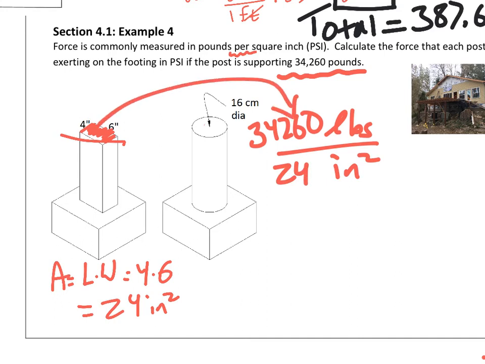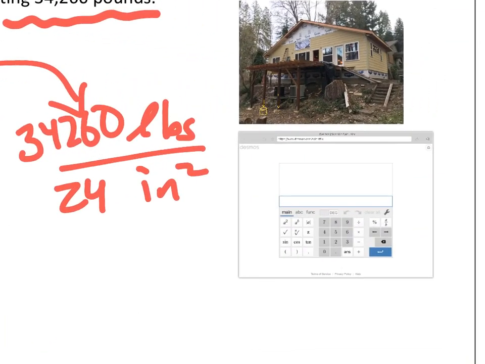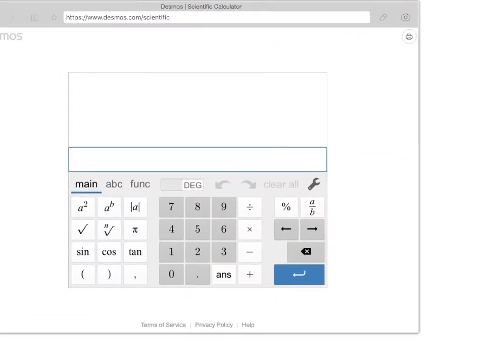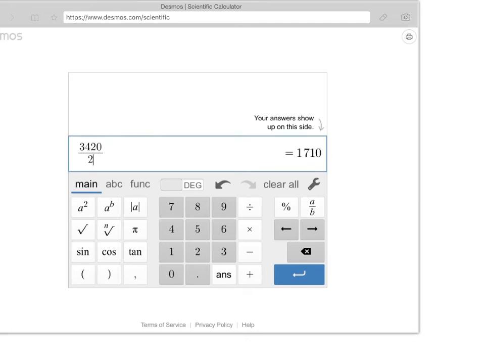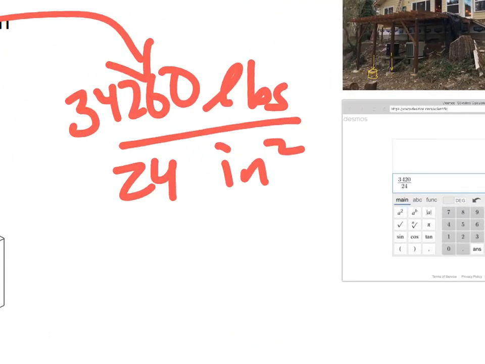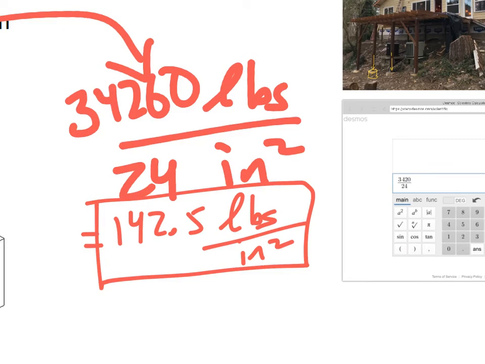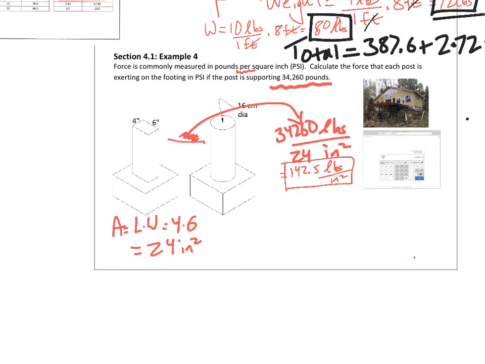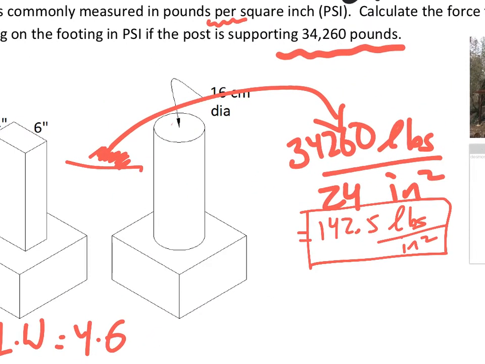So if we divide that out, all right, so we have 34,260 divided by 24. That's 142.5 pounds per square inch. 142.5 pounds per square inch. Okay, so it's pushing down with that much pressure. A lot of pressure. Good thing it's concrete. It can probably hold that, all right?